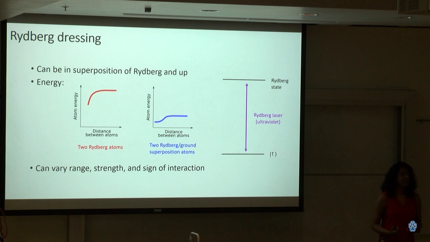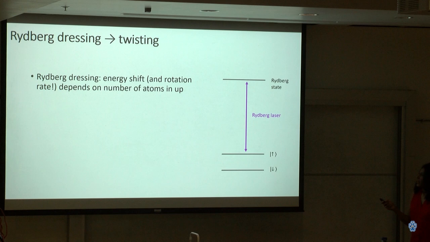So our rotation rate is actually going to depend on the number of atoms in the up state. The more interactions we have, the faster that state is going to rotate because the larger the energy shift is.